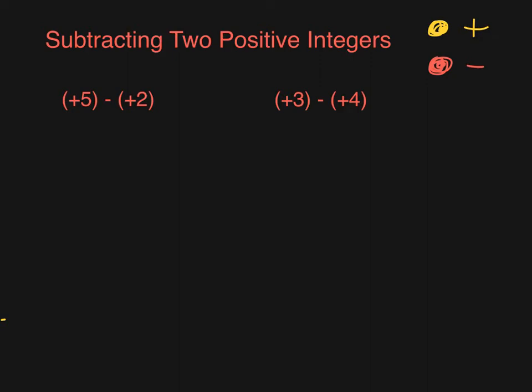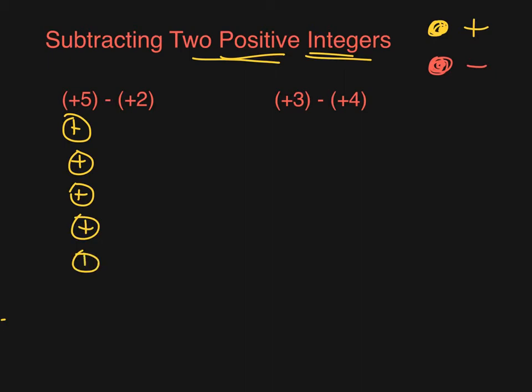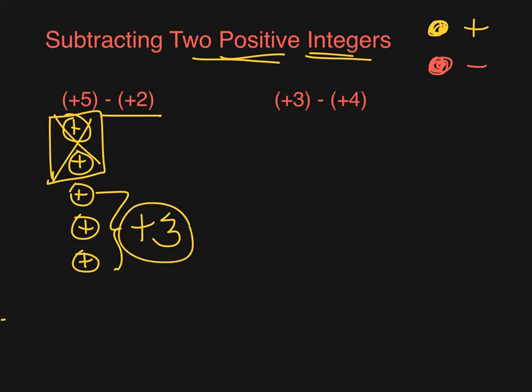So this first problem, first of all, we're going to be doing two positive integers. So this may be obvious. Well, it will definitely be obvious for the first one. The second one, maybe not so much. So I'm going to start out. I've got 5 chips to begin with, and this says that I need to take 2 of them away. So there's the 2 I'm taking away. This is what I'm left with. So it's positive 3 is my answer.